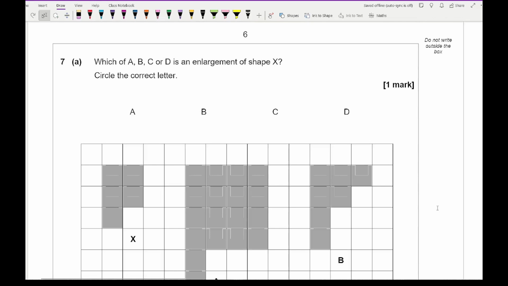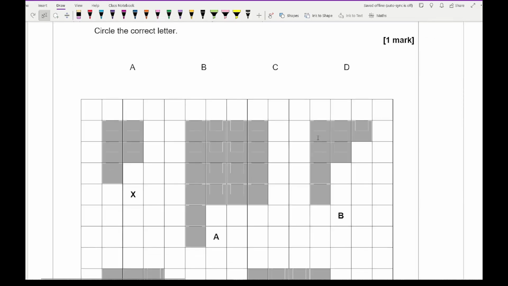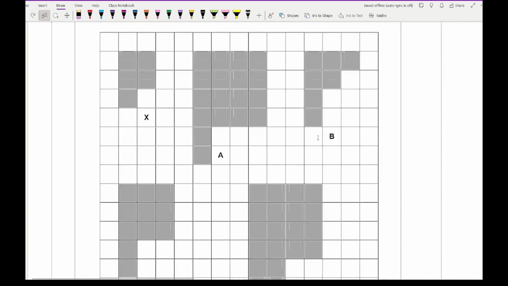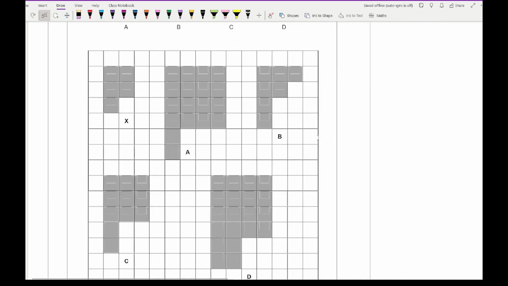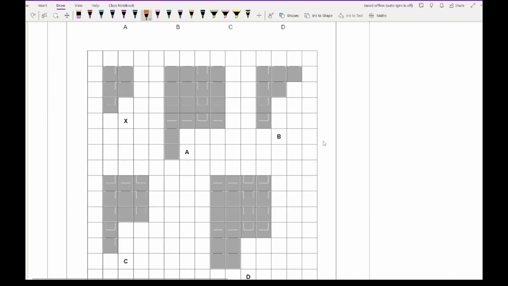Moving on to question 7a, it says which of A, B, C, D is an enlargement to x. So if I just zoom out, what we're looking for is a perfect enlargement of x, and the one that you want to circle is going to be D.